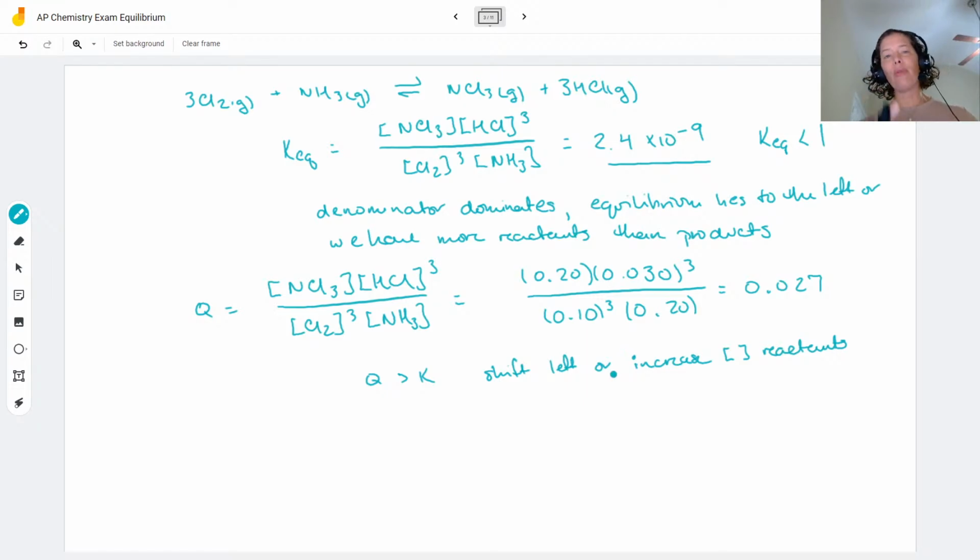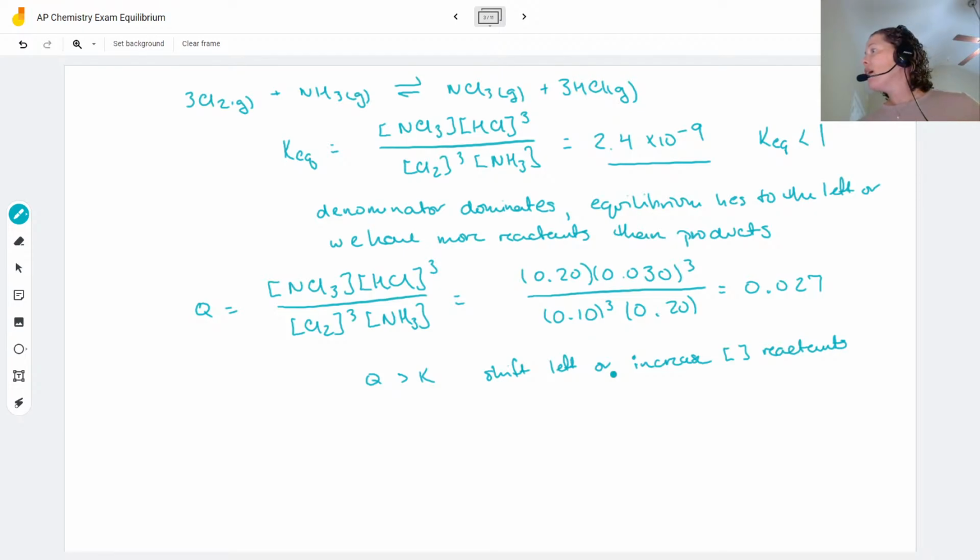Okay, so again, when you're writing this on the AP exam, feel free to use complete sentences. Make sure you explain everything really clearly. I'm being concise here just so that we can keep on moving to the next problem. So this is a calculation of Q. You just compare it to K and you figure out if you're going to shift left or you're going to shift right here.